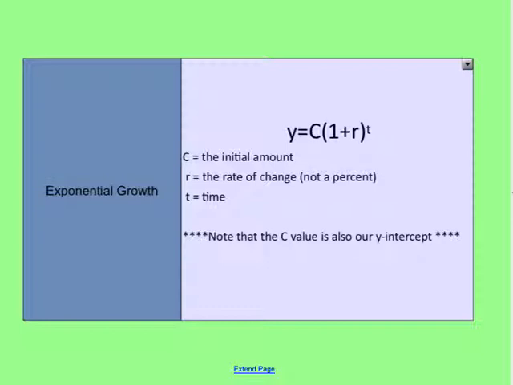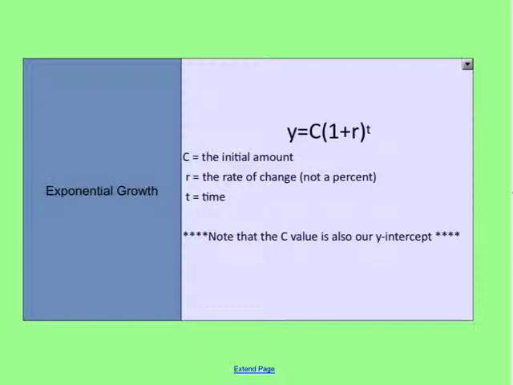Exponential growth takes the form y is equal to c times 1 plus r raised to the t power. Now c is going to represent your starting value, the initial amount. R represents the rate of change. Now when we do math with percents, we never want to put the percent into the actual problem. We always want to convert it to a decimal.